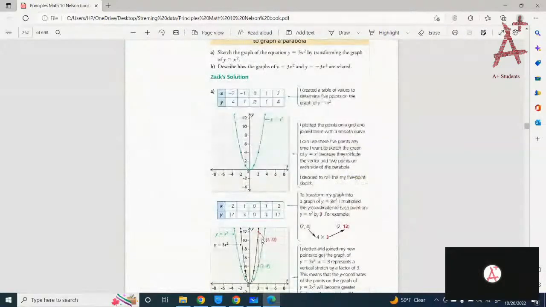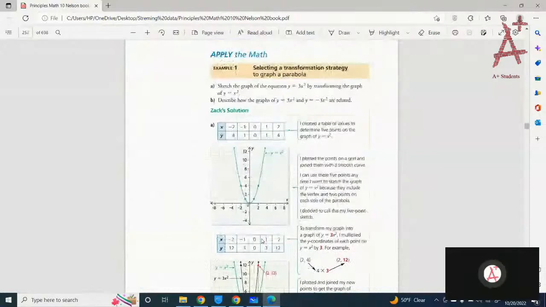Okay, here is an example. Sketch the graph of the equation y equals 3x square by transforming the graph of y equals x square. Got it? So basically the graph is y equals x square. You have to transform it to y equals 3x square to see the stretch in the graph. Let's just go through the example.